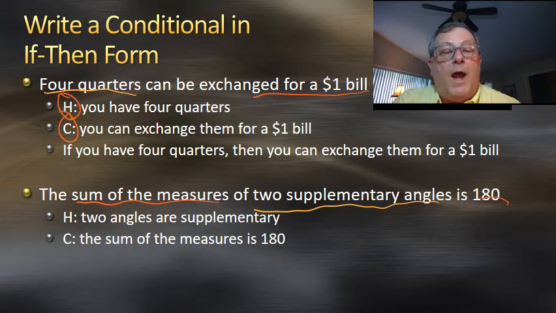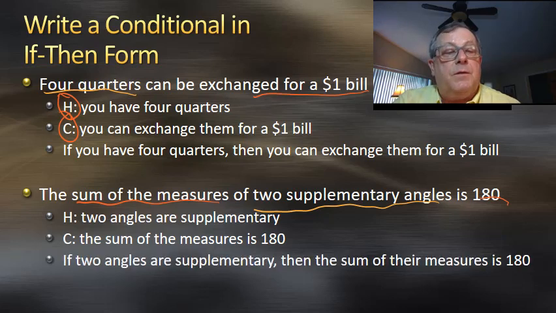And when we rewrite this as an if-then statement, we would say that if 2 angles are supplementary, then the sum of their measures is 180. So here are a couple of examples of taking 2 statements, identifying a hypothesis, identifying a conclusion, and then rewriting each as an if-then conditional statement.